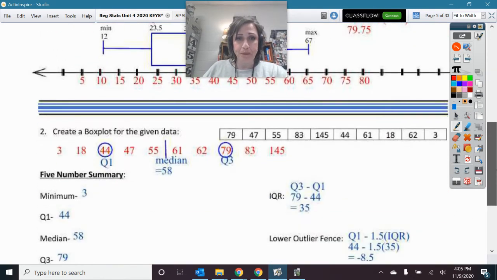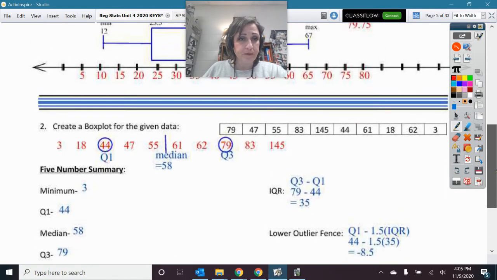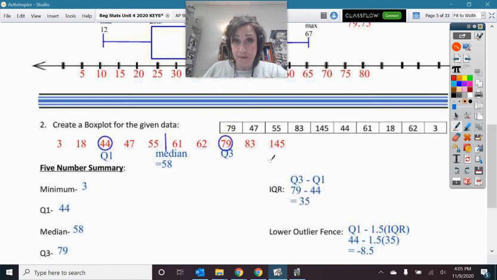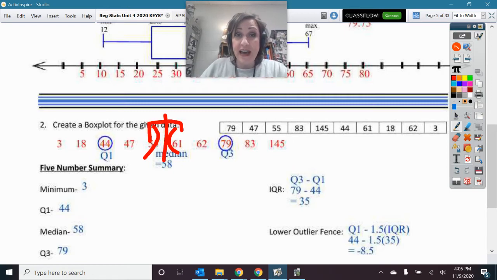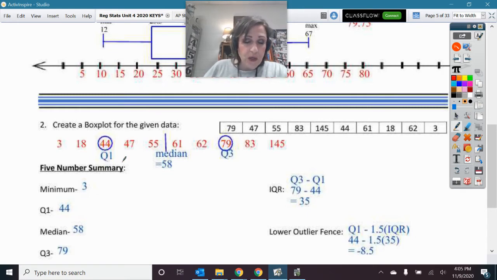So there's that one. Here we have this one. This was only 10 pieces of data, so I split it into 5 and 5. Splitting it into 5 and 5 put the median in between the 5th and 6th piece of data. So I averaged the 55 and the 61, and that's how I got 58. Then Q1 was 44, Q3 was 79, and the IQR was 35.